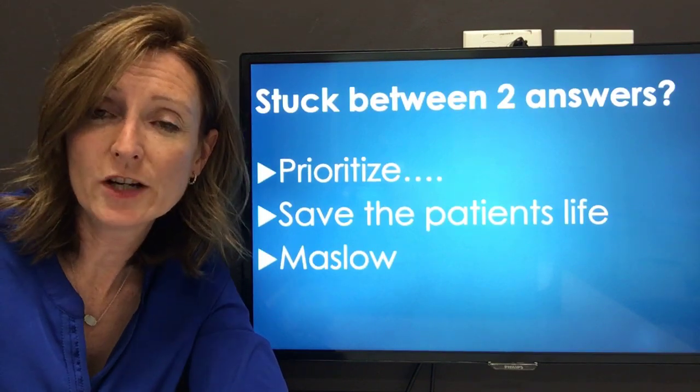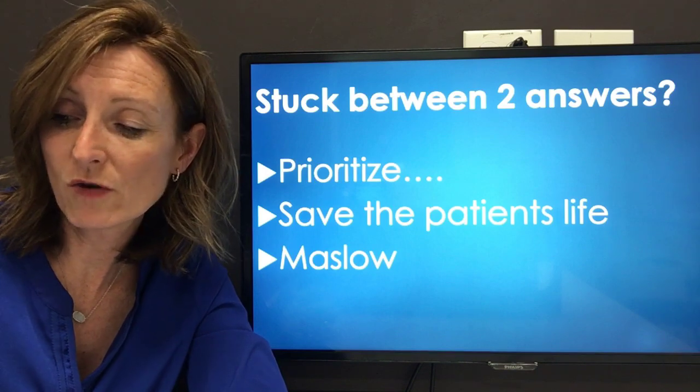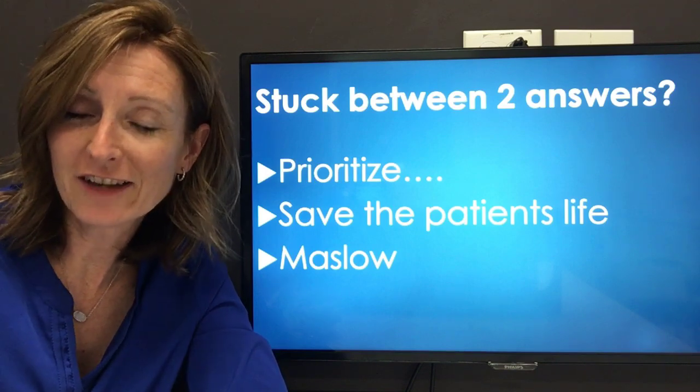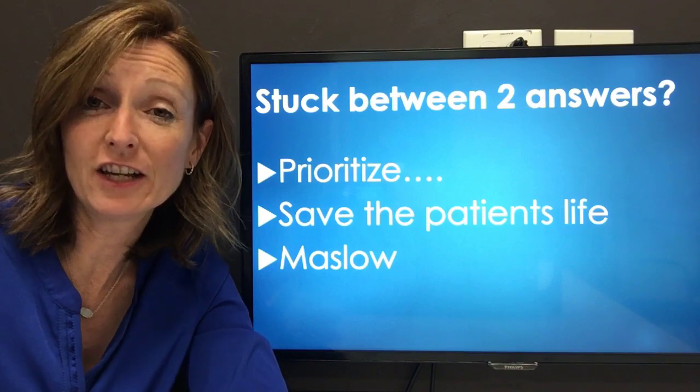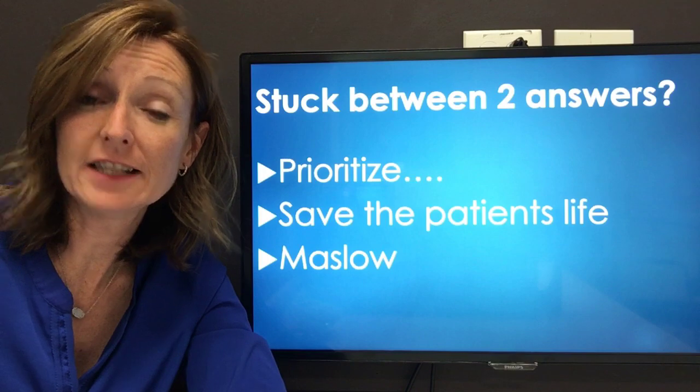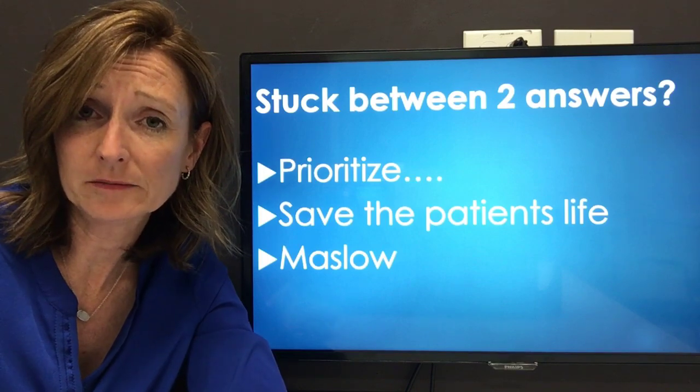If you are stuck between 2 answer choices, make sure that you are prioritizing. Make sure that you are looking to save the patient's life. Make sure that you are looking at Maslow. Think about the hierarchy of needs. The patient's physical needs need to be taken care of before the patient's psychosocial needs.